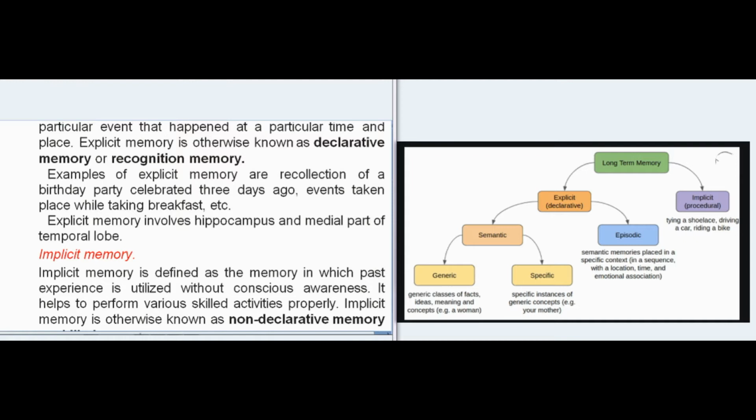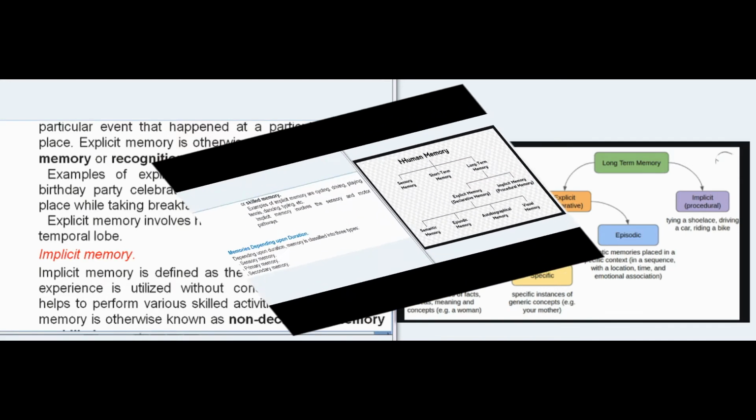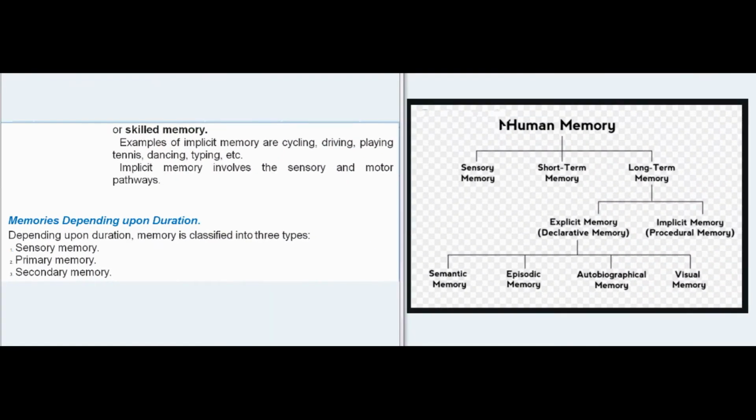Implicit memory. Implicit memory is defined as the memory in which past experience is utilized without conscious awareness. It helps to perform various skilled activities properly. Implicit memory is otherwise known as non-declarative memory or skilled memory. Examples of implicit memory are cycling, driving, playing tennis, dancing, typing, etc. Implicit memory involves the sensory and motor pathways.